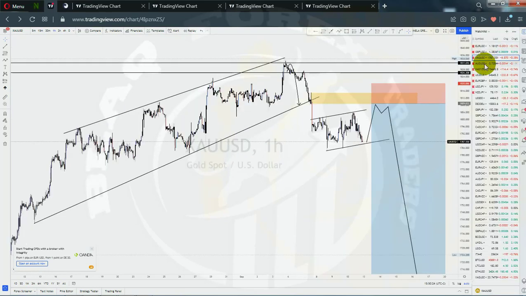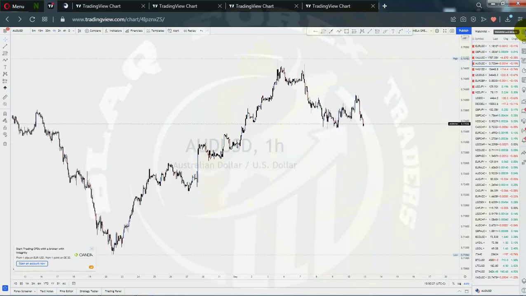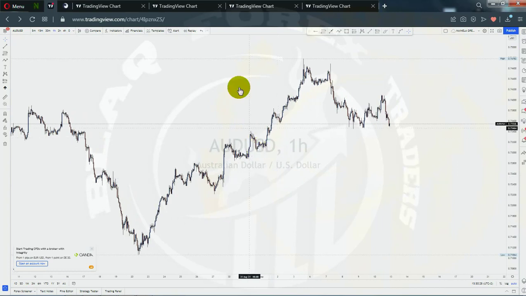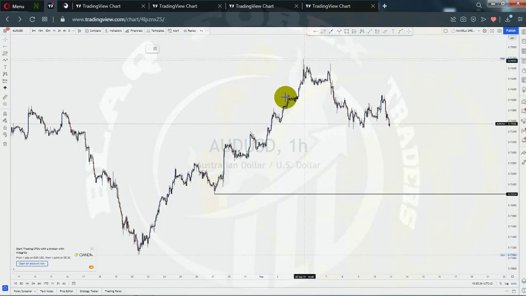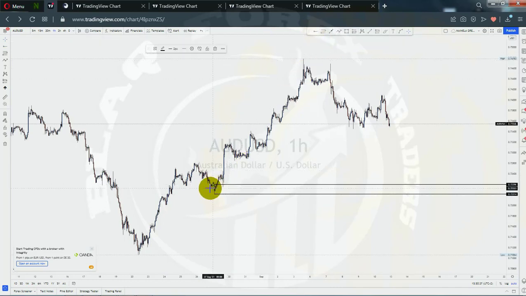So let's move to AUD USD. Okay, AUD USD. On this one I'm looking for a demand zone here. So I'm using this demand zone here. I'm using this one. So this is what I'll be looking for.